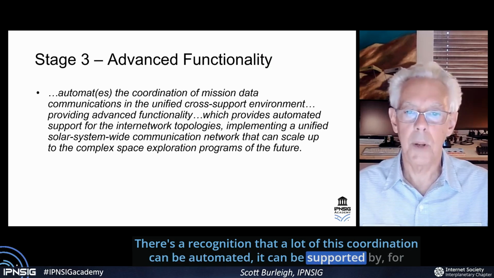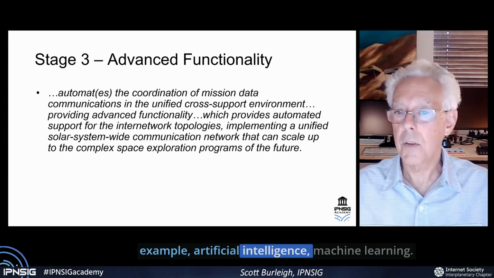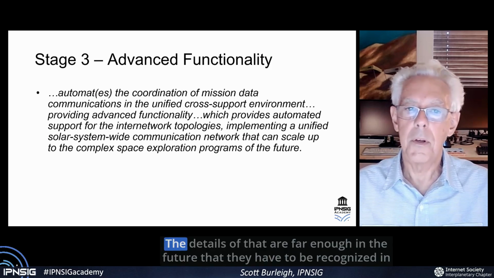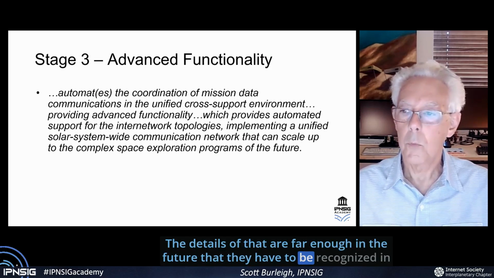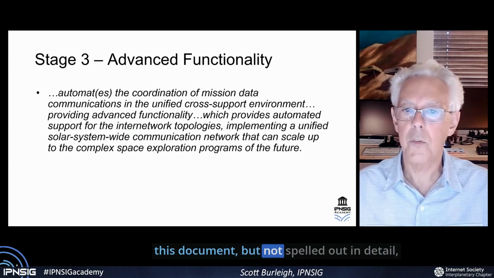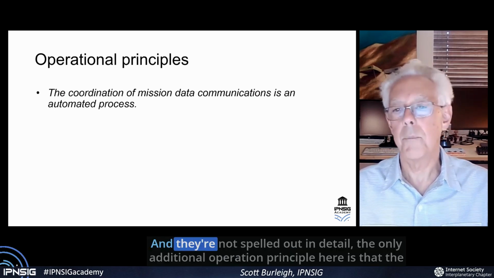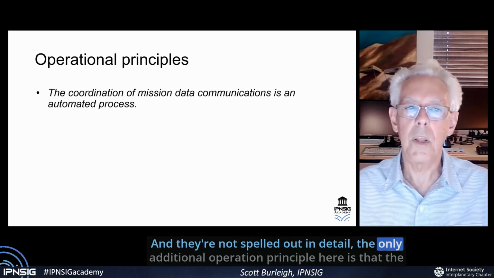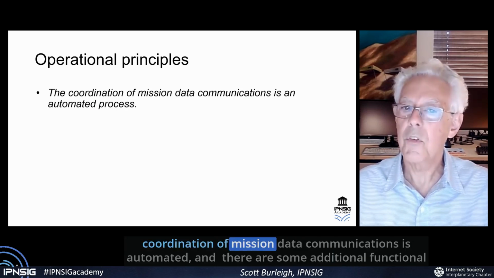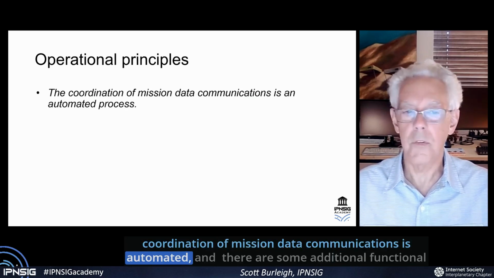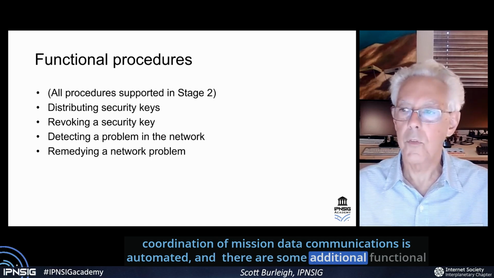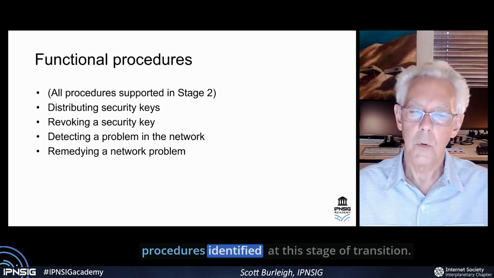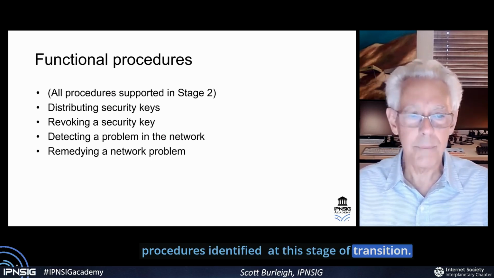It can be supported by, for example, artificial intelligence and machine learning. The details of that are far enough in the future that they have to be recognized in this document, but not spelled out in detail. The only additional operational principle here is that the coordination of mission data communications is an automated process. And there are some additional functional procedures identified at this stage of transition.